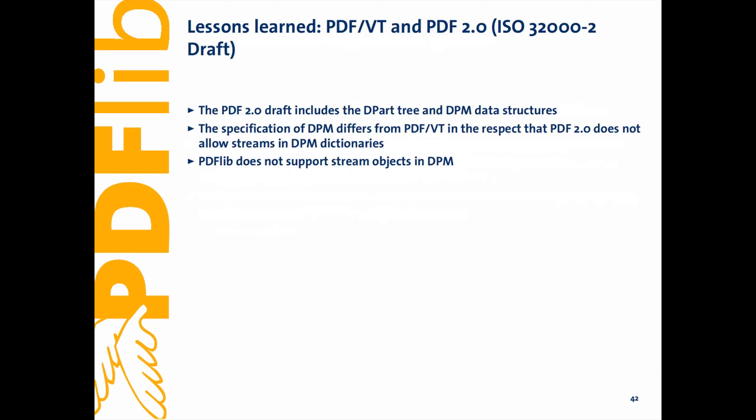Yeah, one difference between PDF/VT and ISO 32000-2 is a difference in the definition of what can be in document part metadata dictionaries. PDF/VT allows streams, or it does not forbid them. PDF 2.0 explicitly forbids stream objects in DPM dictionaries. And as we considered anyway that streams will not be very useful in DPM, we did not implement them at this time for PDF/VT.